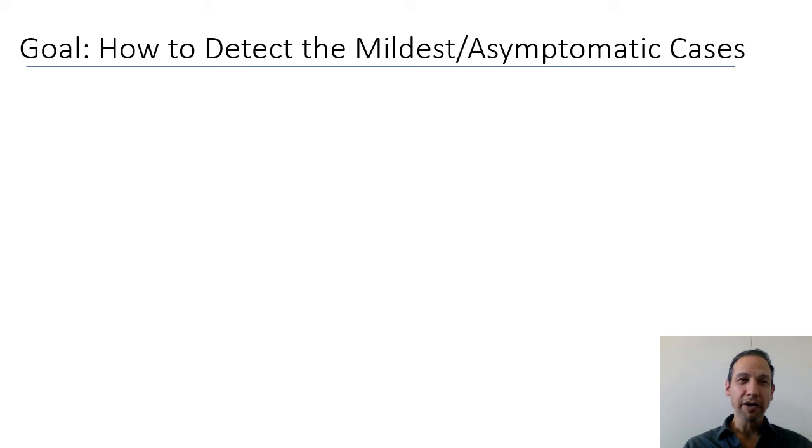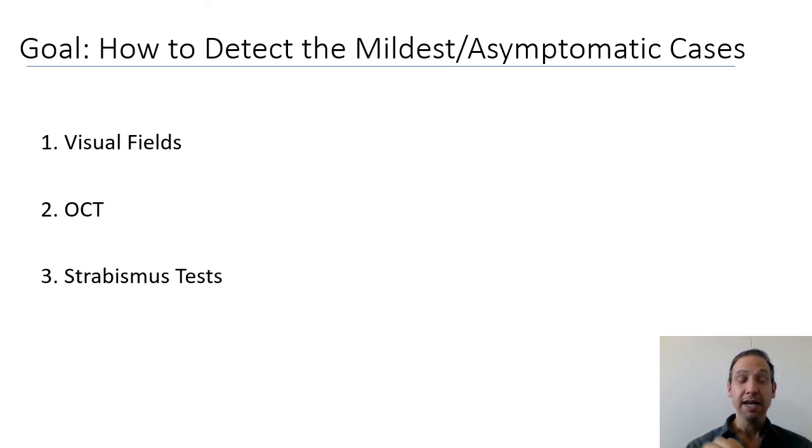So the goal of our lecture was how we can detect even the subtlest first signs of neuroophthalmic manifestations of pituitary or sellar tumors. And I hope that I've succeeded in showing how visual fields and OCT and careful strabismus testing can be essential in terms of making sure that we're not overlooking something subtle when we're doing these sorts of assessments.